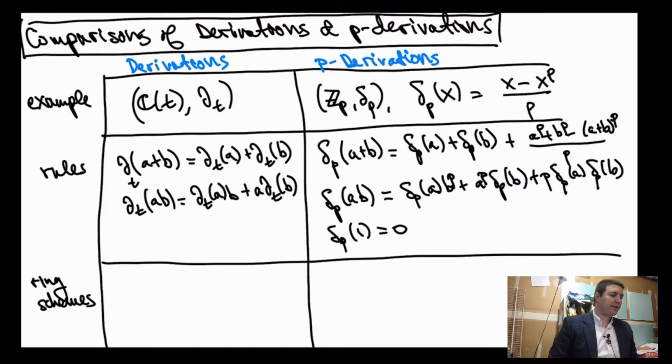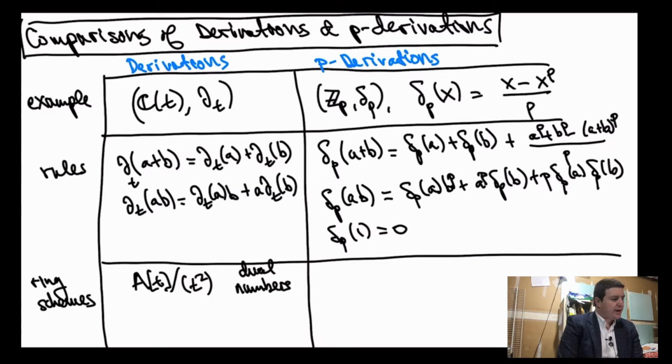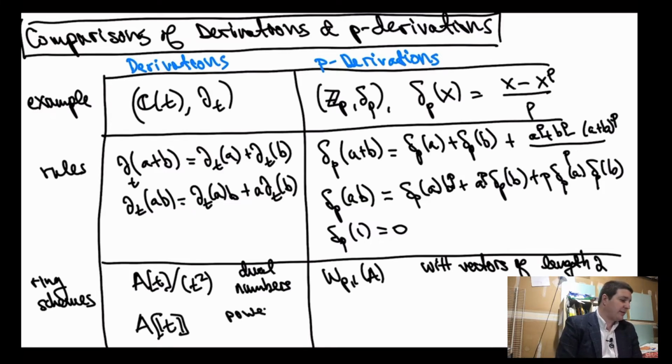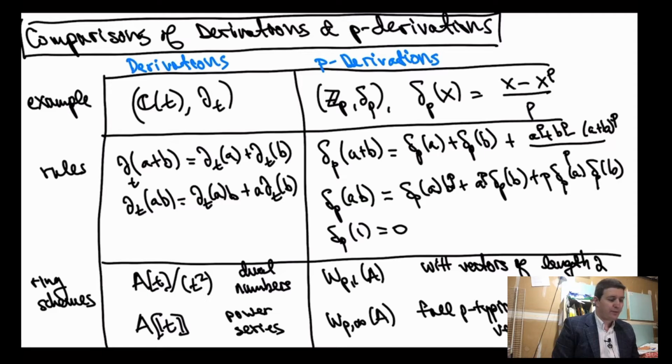Now I want to go to this general picture, because I thought that Andrew would be interested in this in particular. Derivations are associated to dual numbers. There's always a ring scheme floating around, and p-derivations are related to Witt vectors in a way that I'm going to explain. In a similar fashion, when you take higher order derivatives and then take a limit of those, you get a power series ring. And similarly for Witt vectors, you get the full p-typical Witt vectors.